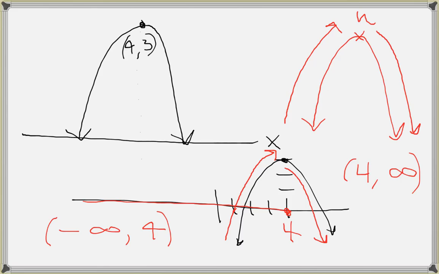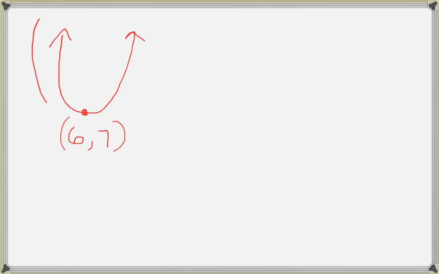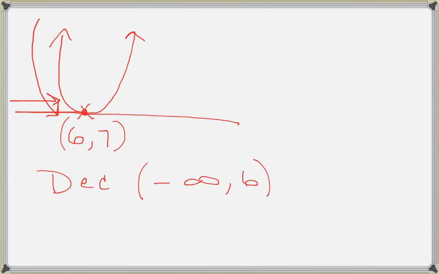So if you were looking at this and you had one, let's just draw another one, and let's say the vertex of this one was, I don't know, 6, 7. It would be decreasing on this side, because remember we read it from left to right, so I would say decreasing from, and remember you're only looking at the x scale, so it's decreasing from this side to this number. So decreasing from negative infinity to 6, increasing from 6 to infinity. So that's what that looks like.